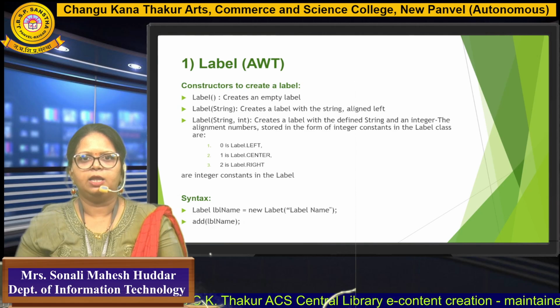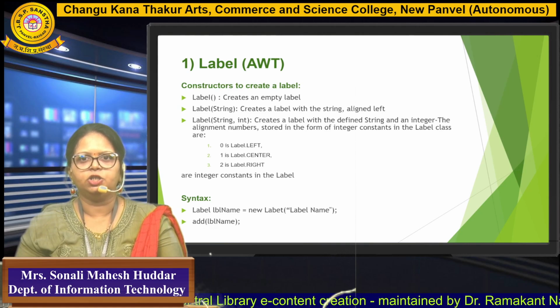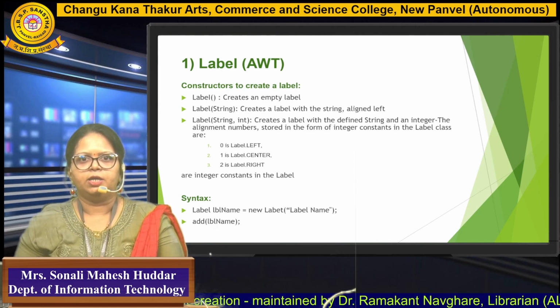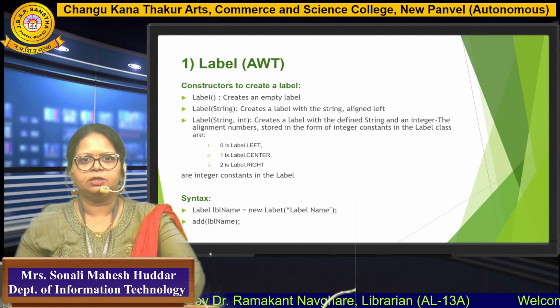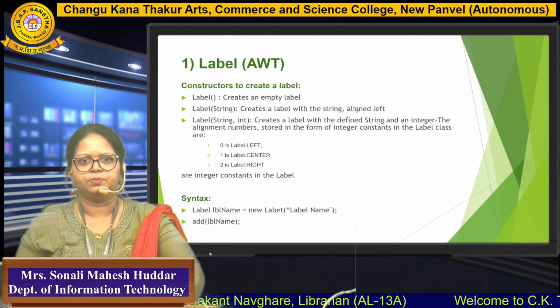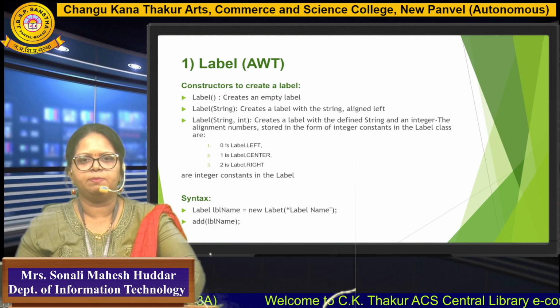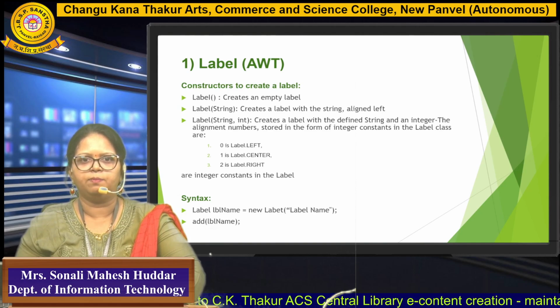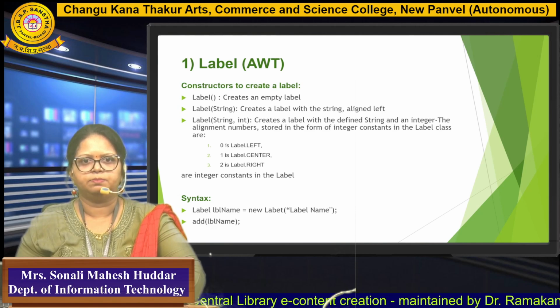The third one is Label(String, int). Here you provide the string and an integer value for the alignment: 0 for left alignment, 1 for Label.CENTER and 2 for Label.RIGHT. Syntax: Label lblName = new Label(string) with the label name. Then you add that label to a frame or window. add is the method for that.